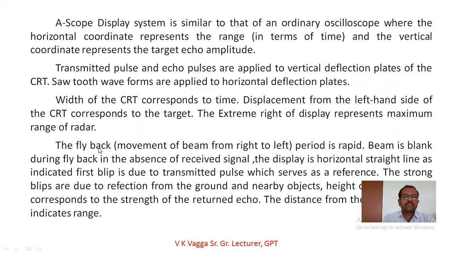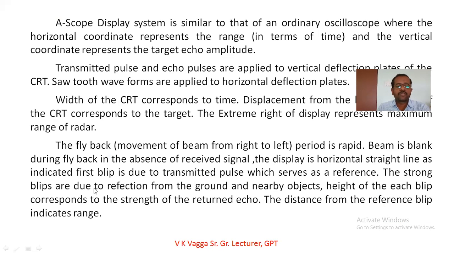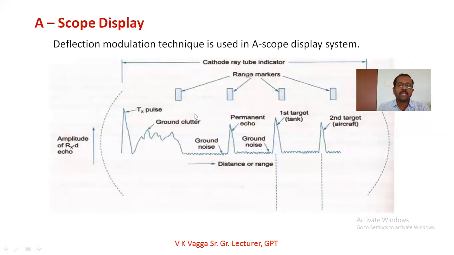The flyback is rapid, and the beam is blanked during flyback. In the absence of a received signal, the display is a horizontal straight line as indicated. The first blip is due to the transmitted pulse, which serves as the reference. The strong blips are due to reflections from the ground and nearby objects. The height of each blip corresponds to the strength of the returned echo, and the distance from the reference blip indicates the range here.